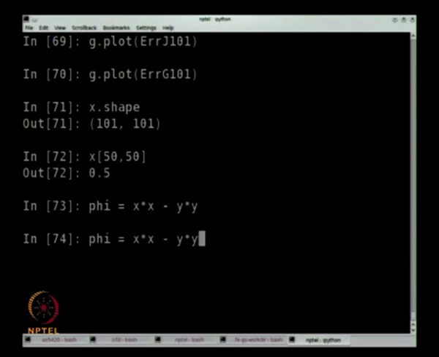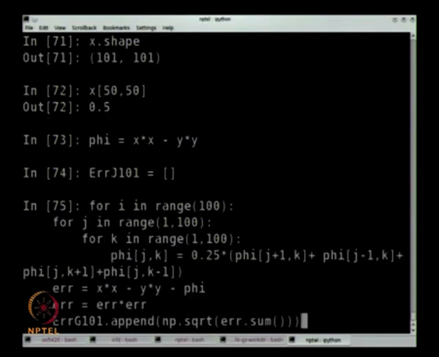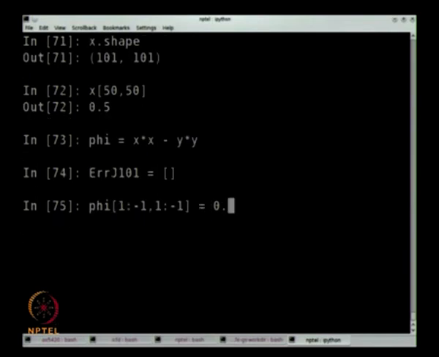Let's try that one more time. Make sure I have not made a mistake anywhere. I have initialized phi, I set it equal to 0.